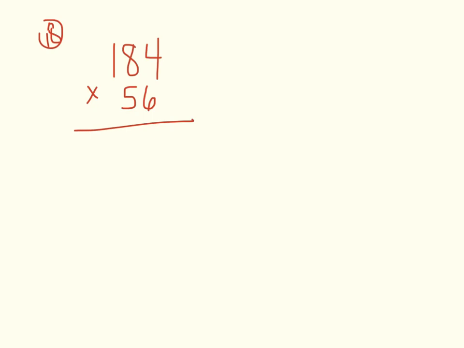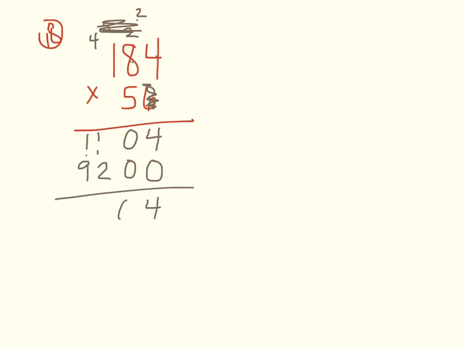You can do the lattice method if you want, or the area model. I'm just going to do it with 4 times 6 is 24. 6 times 8 is 48, 49, 50. 6 times 1 is 6, plus 5 is 11. I'm going to put in my 0 as a placeholder because I'm done with that 6. 5 times 4 is 20. 5 times 8 is 40, plus 2 is 42. And then we have 9. We're going to add those together and get 10,304.